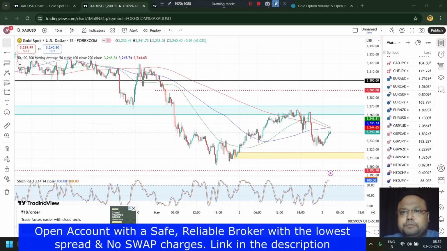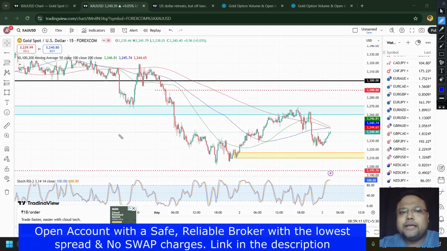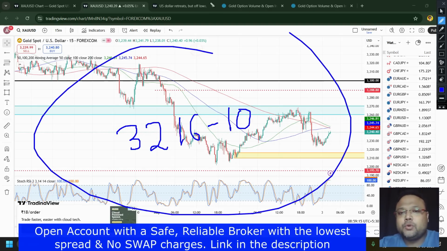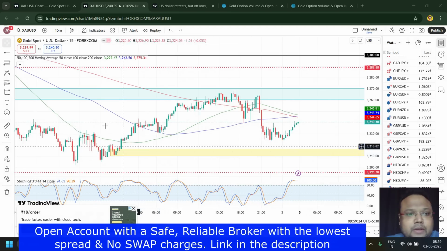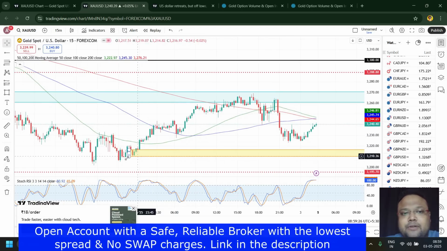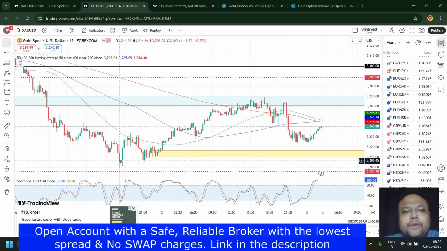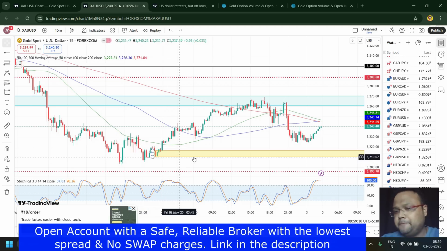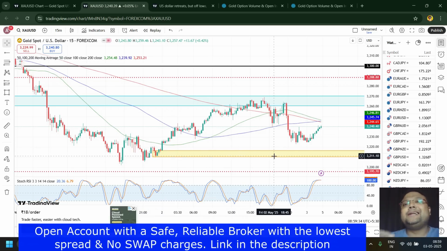Okay. And if market drops, then we can look for a support around 3216, 3210. This is a big zone. See, 60 pips zone. Can't help it. Okay. The yellow box here is a support on the chart of gold because of previous price rejection around this area. Market is taking support. So we can expect that if market comes down, market will find some support around this area.